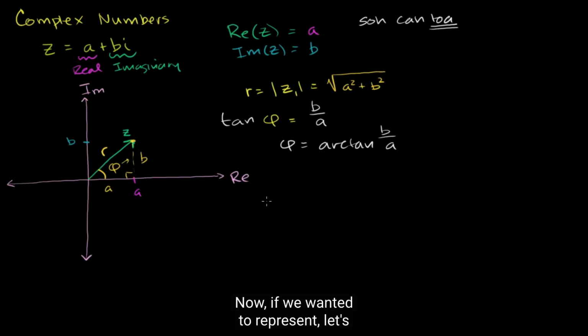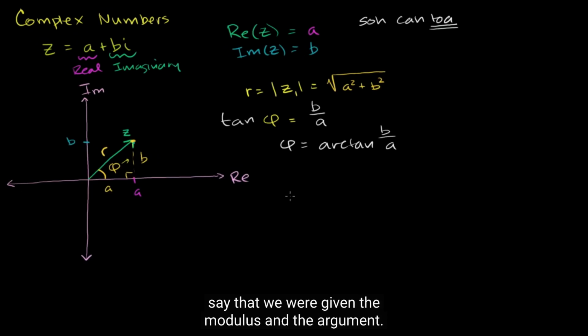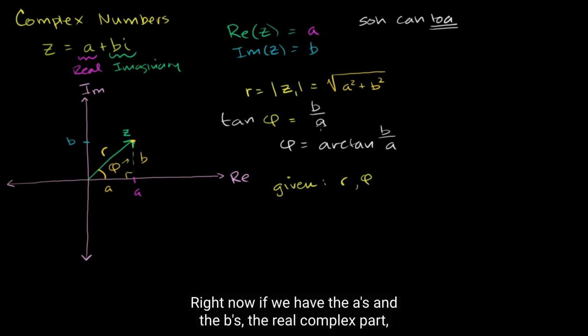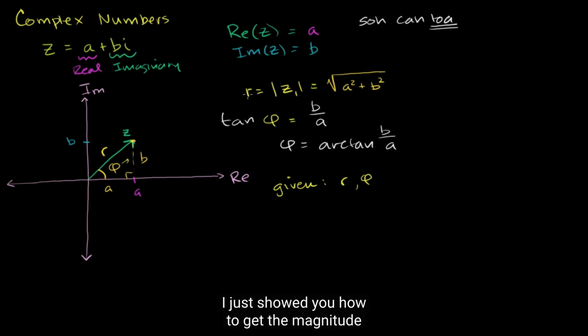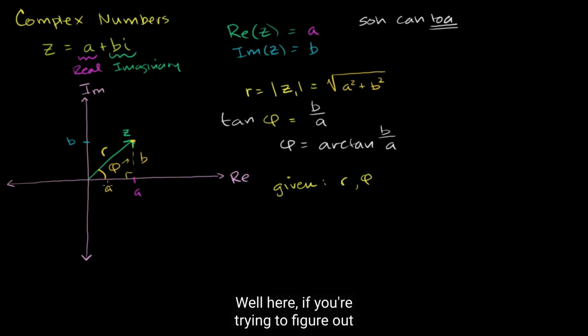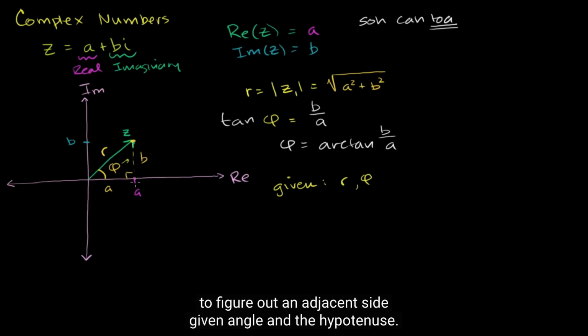Now, let's say that we were given the modulus and the argument. How do we go the other way? Right now, if we have the a's and the b's, the real and the imaginary part, I just showed you how to get the magnitude and how to get the angle, or the argument. But if you're given this, how do you go the other way? Well, if you're trying to figure out a given r and theta, you're trying to figure out an adjacent side given an angle and the hypotenuse.